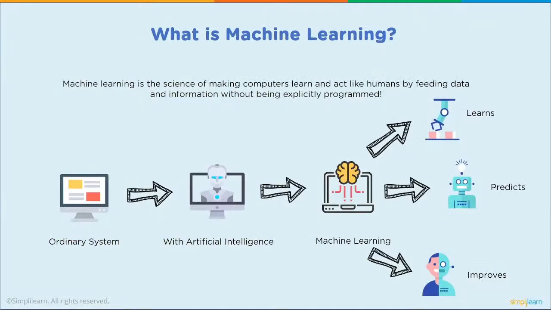We've looked at a lot of examples of machine learning, so let's see if we can give a little bit more of a concrete definition. What is machine learning? Machine learning is the science of making computers learn and act like humans by feeding data and information without being explicitly programmed. And we see here we have a nice little diagram where we have our ordinary system, your computer. Nowadays you can even run a lot of this stuff on a cell phone because cell phones have advanced so much.